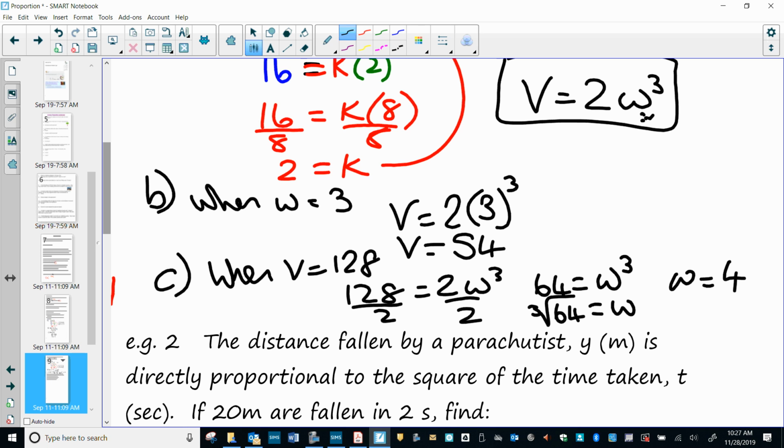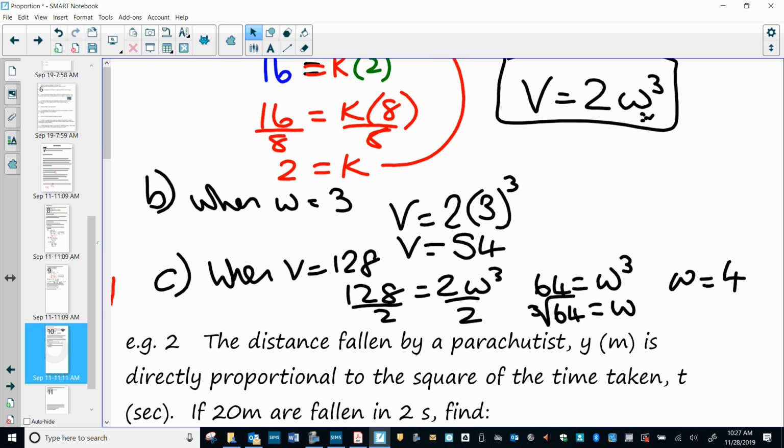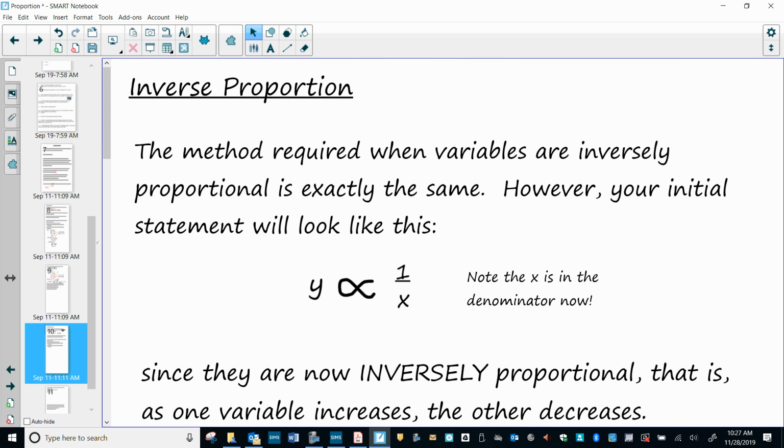All right, the next one, I believe, is inverse proportion. So inverse proportion, totally the same method. The only difference is that you don't write y is proportional to x or whatever it might be. We say y.